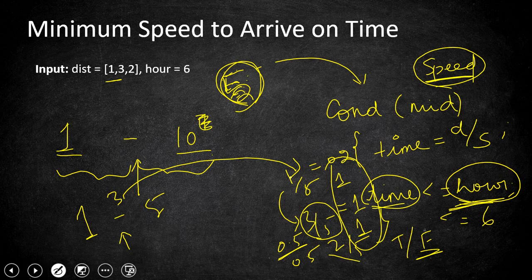So this is going to work in log n time. n here is nothing but 10 power 7, as we are going to reduce the value by half every time. So let's go to the code now.